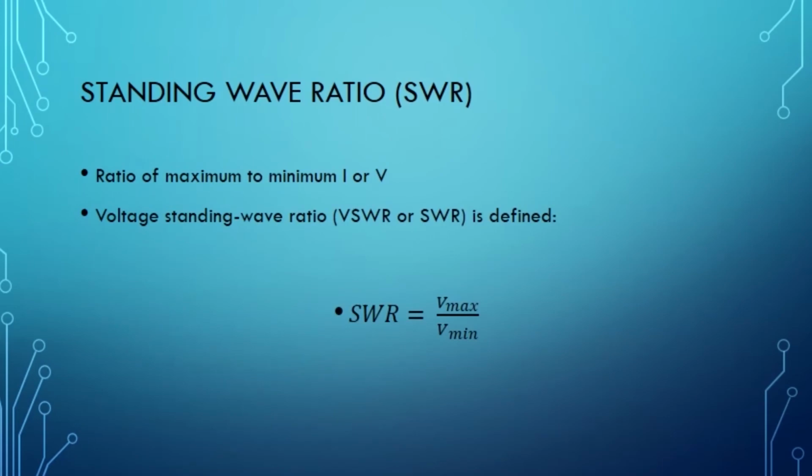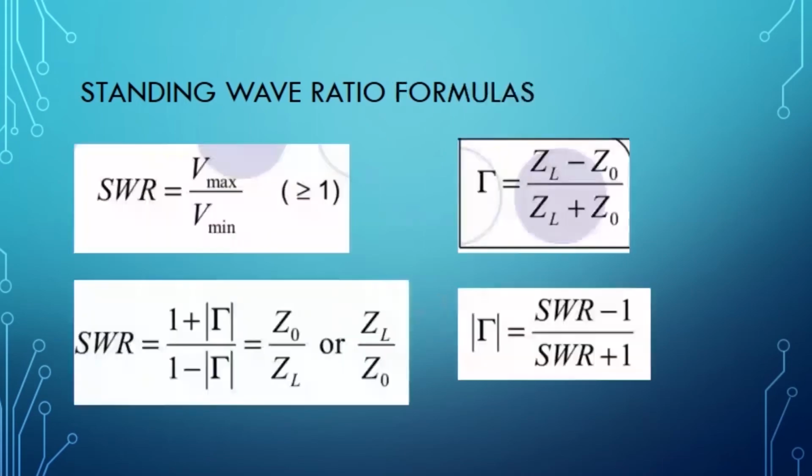The standing wave ratio is the ratio of maximum to minimum current or voltage. You can see here that the voltage standing wave ratio is defined as Vmax over Vmin, or Imax over Imin, as long as it's the ratio, and it's related to Ohm's law. You can also see here more formulas with the coefficient of reflection and the standing wave ratio, and you can see that they are all related.